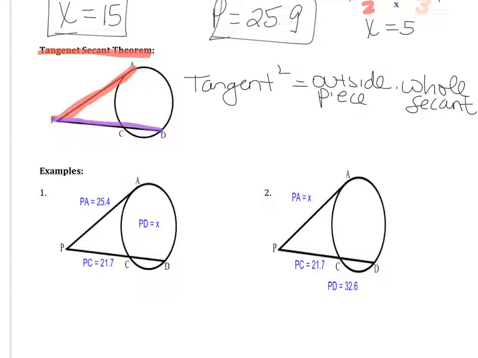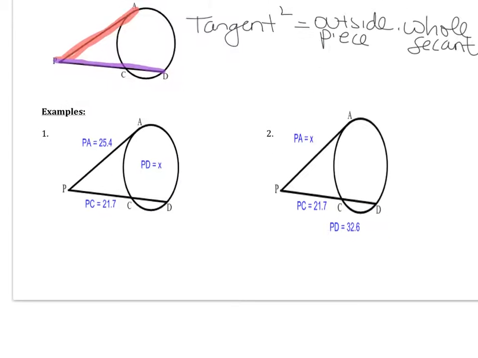When I have a tangent and a secant line, how I'm going to solve this is by this formula. Tangent squared, so I take my tangent length and I square it, and that's going to equal my outside piece times my whole secant line. And again, remember, if you don't know this formula right here, this whole thing is impossible. So let's go ahead and look at this.